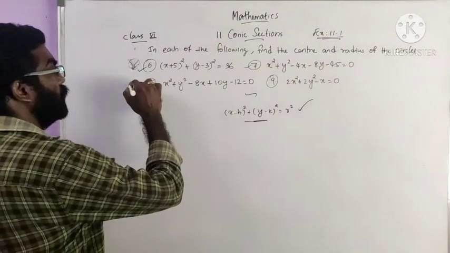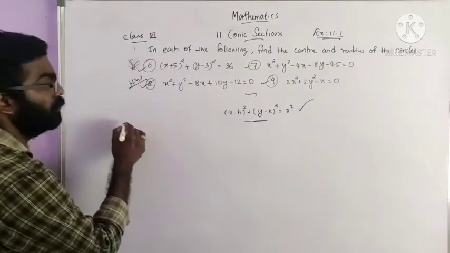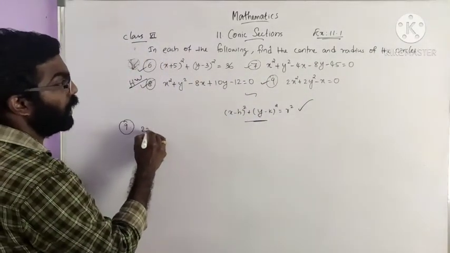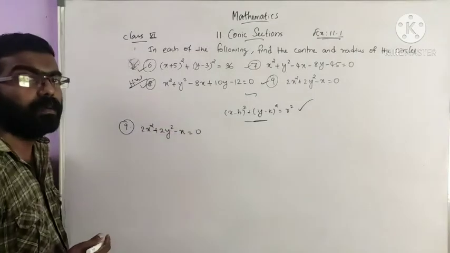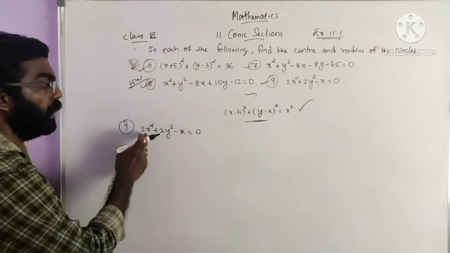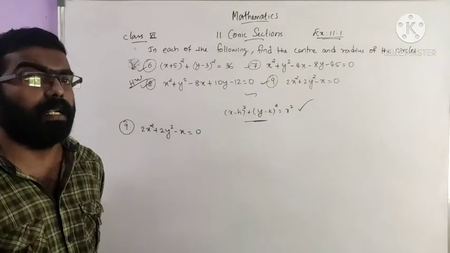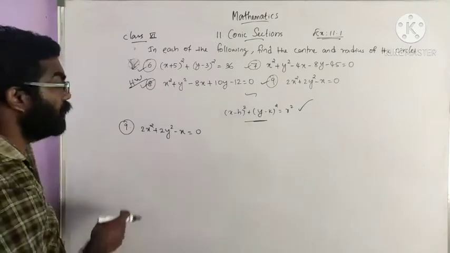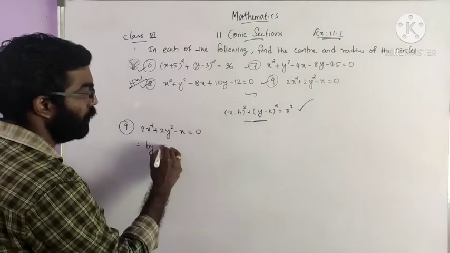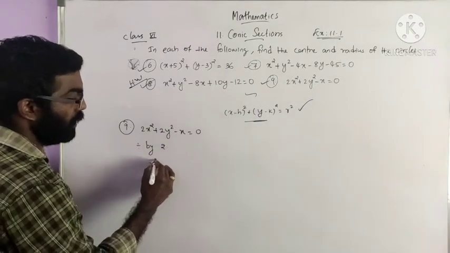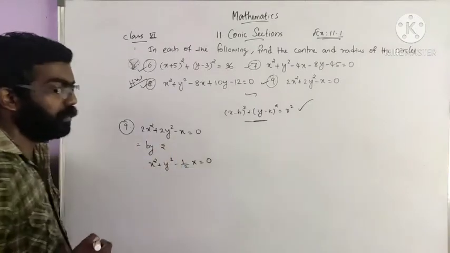8th one, do it as a homework. Now consider the 9th one. 2x square plus 2y square minus x equal to 0. One thing you have to keep in mind is the coefficient of x square and y square is always equal to 1. So in order to make it 1, first of all we can divide the entire equation by 2. Divide by 2. What we get? x square plus y square minus 1 by 2 x equal to 0.